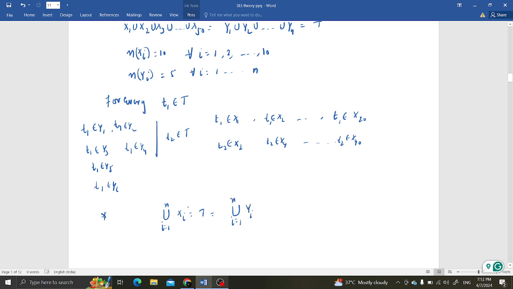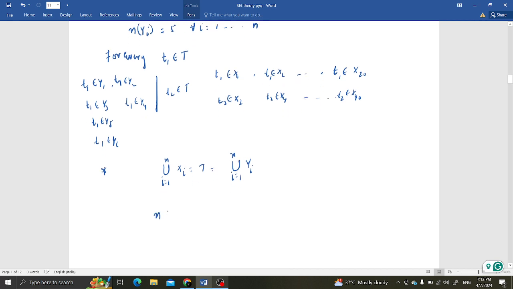Okay. So if I want to find the number of elements in T, first I assume here 50. I assume that all the elements are different. All the elements of the xi's are different. So how many elements are there in total in this set? It will be 50 into 10, because each xi contains 10 elements. So the number of elements in T will be 500.